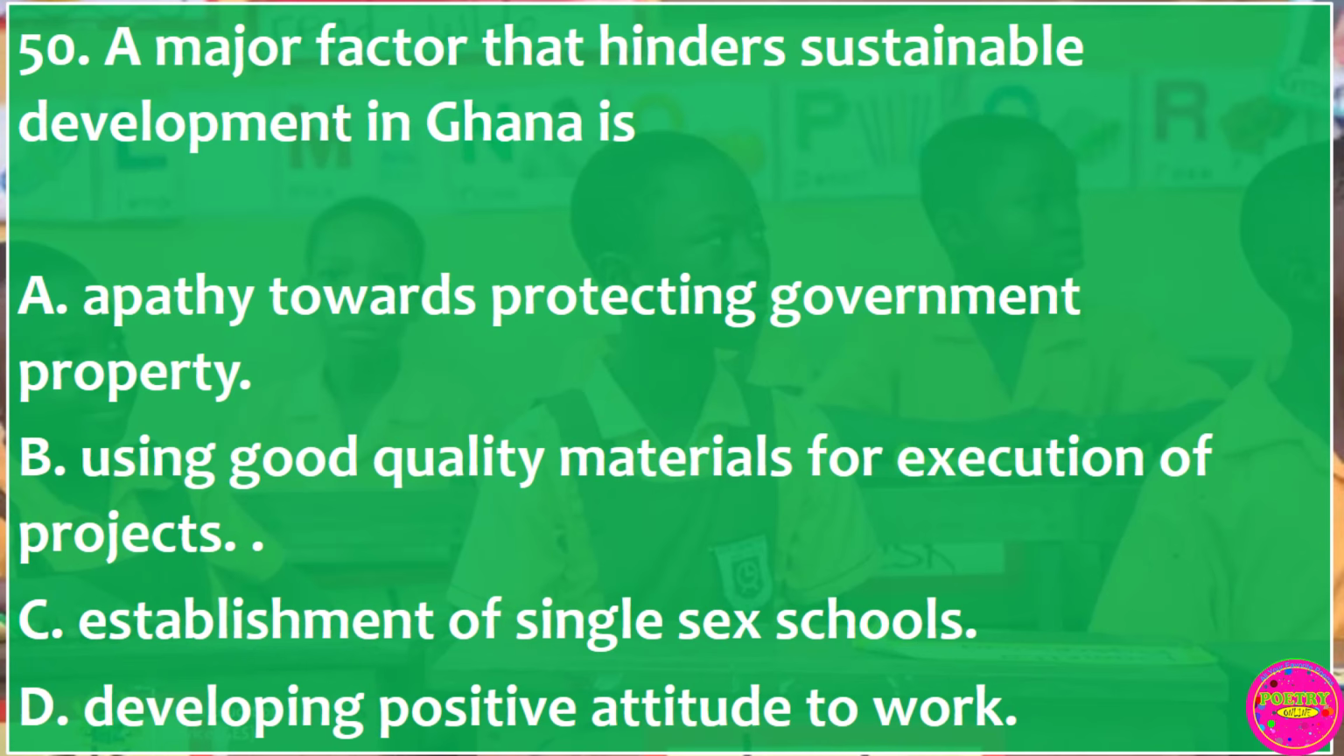Question 50. A major factor that hinders sustainable development in Ghana is A. Apathy towards protecting government property. B. Using good quality materials for execution of projects. C. Establishment of single-sex schools. D. Developing positive attitude to work. The correct answer to this question is A. Apathy towards protecting government property.